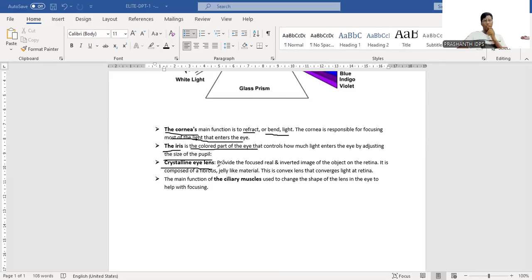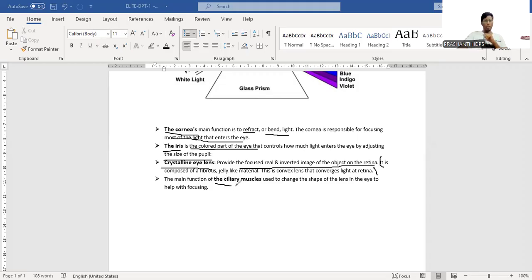Next, crystalline lens. What is the function of the crystalline lens? The function of the crystalline lens is to provide a focused, real, and inverted image of the object on the retina. So the image forms on the retina. This is the answer. Extra information I have also given here, you may write that answer also.